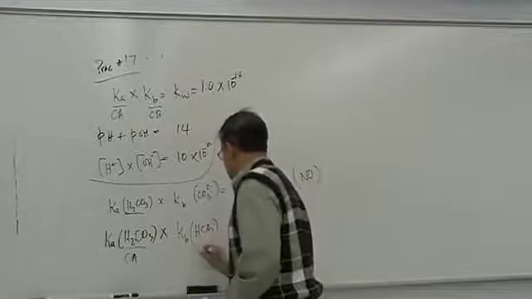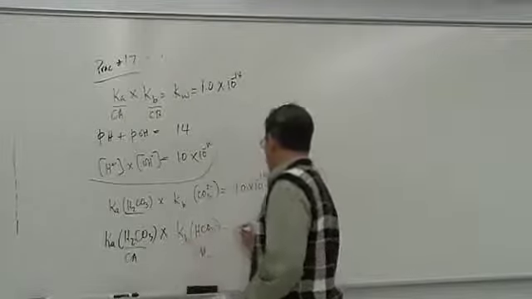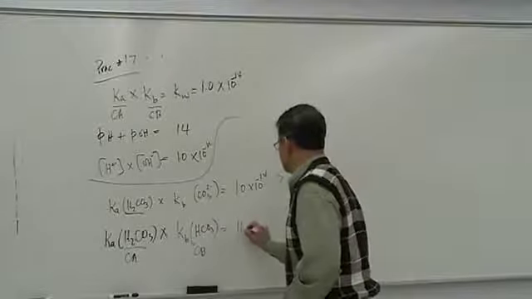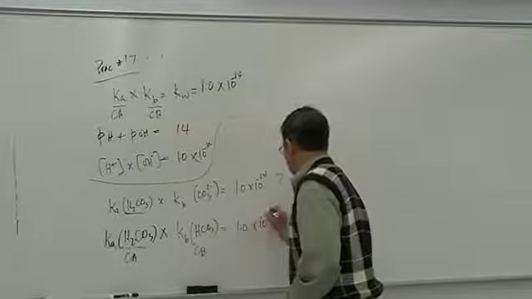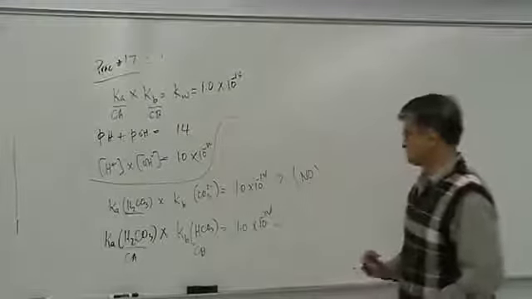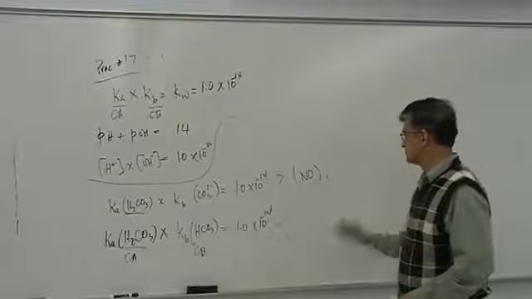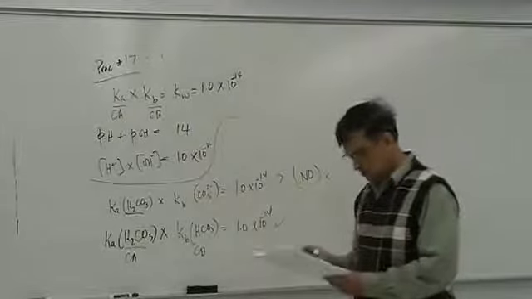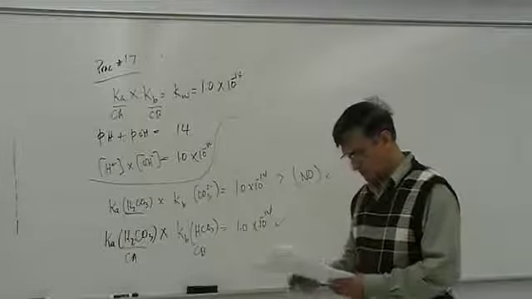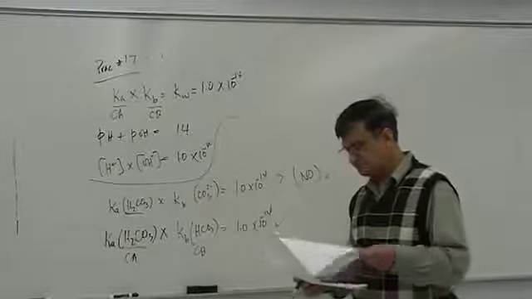Now we have a conjugate acid-base pair. Now the product would be equal to 1.0 times 10 to the negative 14. So this is right, and this is wrong. So make sure you understand this kind of conceptual questions.